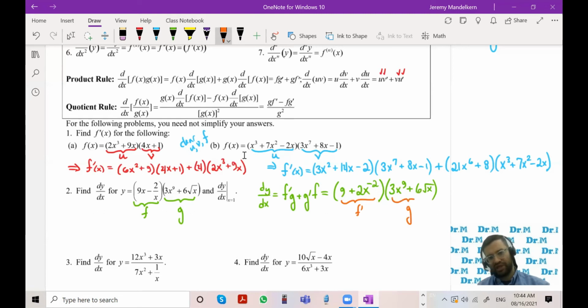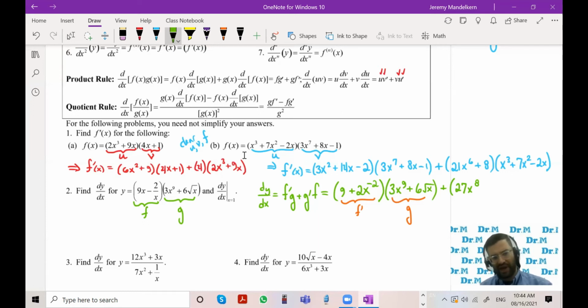So what we're missing now is the plus g prime f. Let's get it. So the derivative of the g function with respect to x, it gives 3 times 9, which is 27x to the power 8. Tricky business. Differentiating the plus 6 root x. So x square root is going to be x to the 1/2 power. We can use the power rule then.